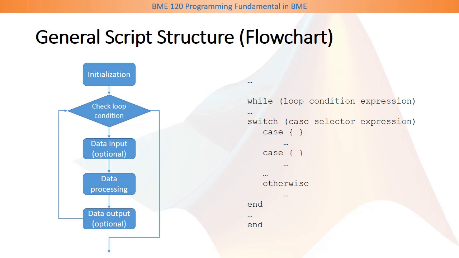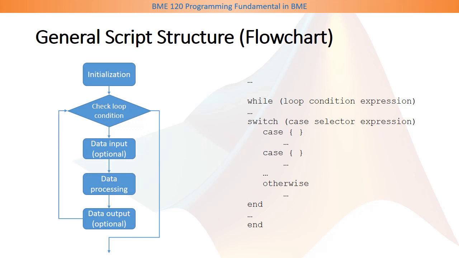This is a general script structure, and it is composed of a while loop with a switch statement inside. And here is a flowchart. The first step is the initialization. It will initialize the variables used to carry values between iterations. Next, it will check the loop condition. And the loop condition is determined by the loop condition expression, which returns a logical value.